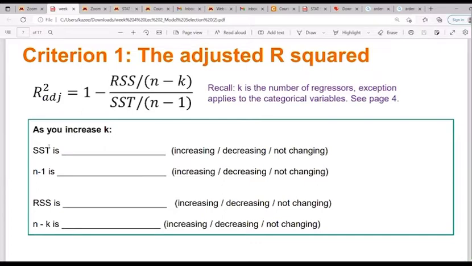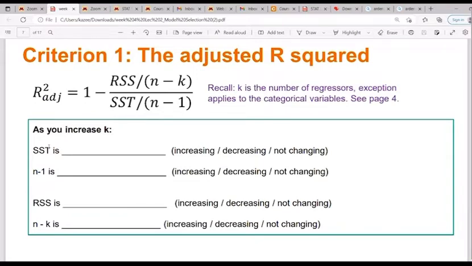SST, which we call the sum of square total, is a variation around the response. So when you decide to increase the number of regressors, it doesn't really affect SST, and therefore the answer to that is not changing. But what about N minus 1? N minus 1 is what you get when you subtract 1 from the number of observations.